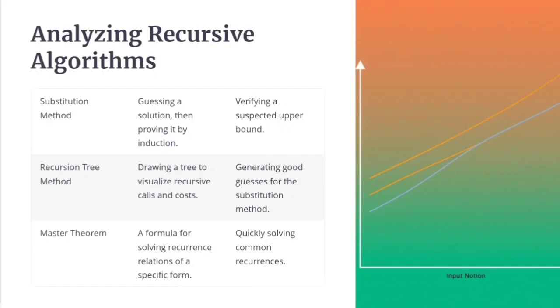Analyzing recursive algorithms: substitution method, recursion tree method and master theorem. In the substitution method, we guess a solution, then prove it by induction, verifying an upper bound. In the recursion tree method, we draw a tree to visualize recursive calls and cost, and it generates good guesses for the substitution method. The master theorem is a formula for solving recurrence relations of a specific form, quickly solving common recurrences.